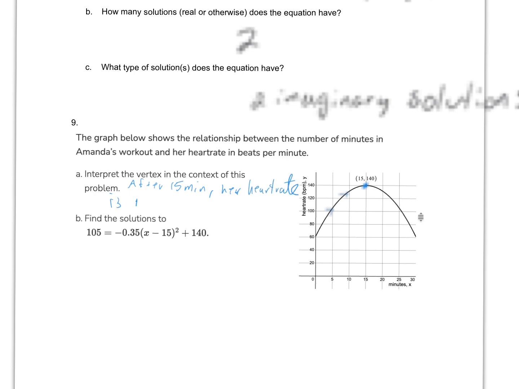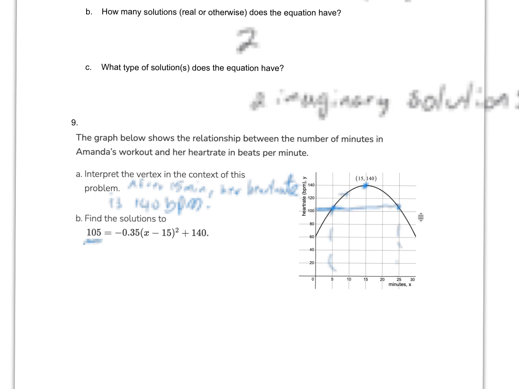That is 140 beats per minute, BPM. Now, I want to find the solutions where the heart rate is 105. So that would be right here and about right here is my guess. Somewhere, my guess is it's going to be 5 and 25 minutes, but I don't know exactly where it is, but it's right here where the beat is about 105.